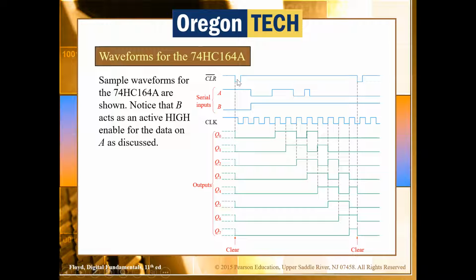You can see here, I started with clear low. This bar means clear will be active when it is low. When it is low, I can see all output is forced low. Now, it is high. And now I am ready to follow my serial input A.